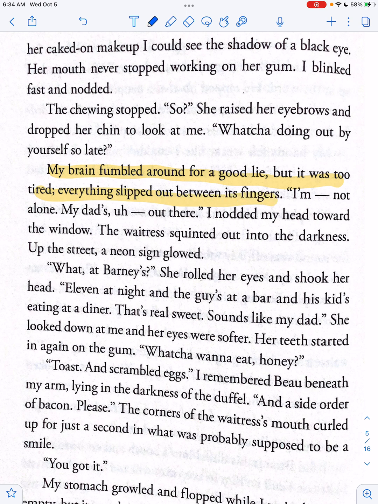Okay, guys, this is another example of figurative language, saying that the brain has fingers. That's the example of personification.